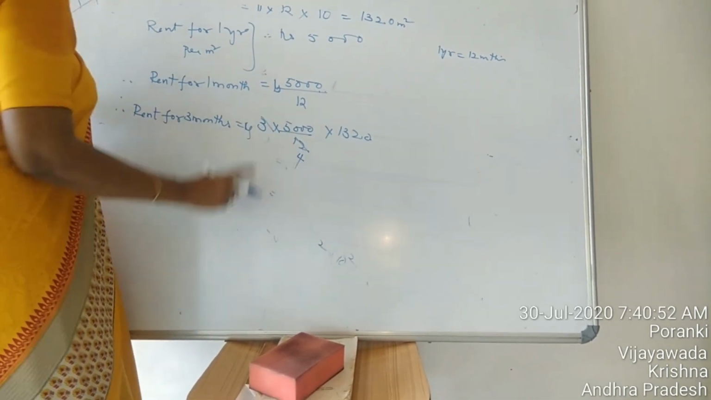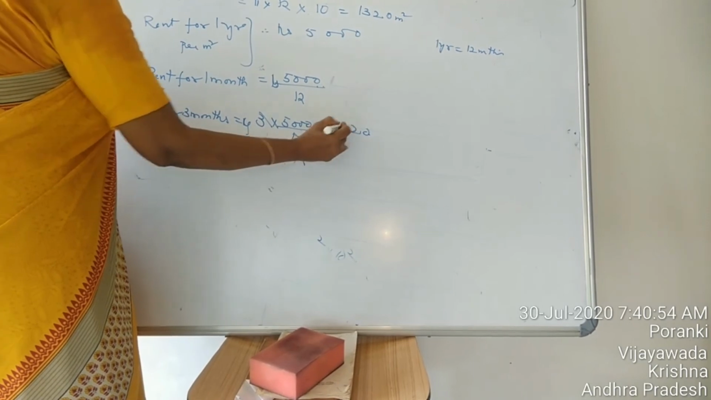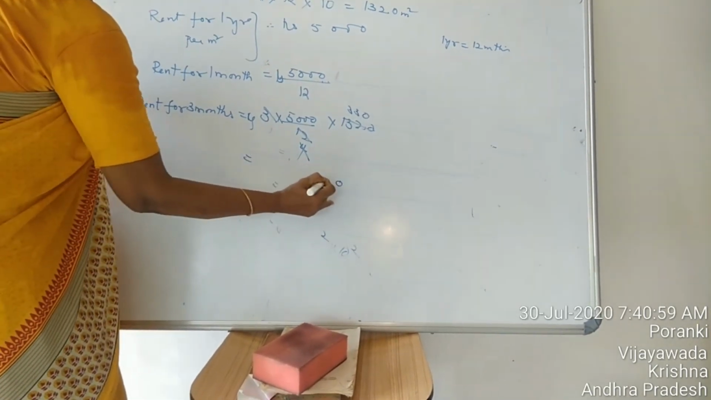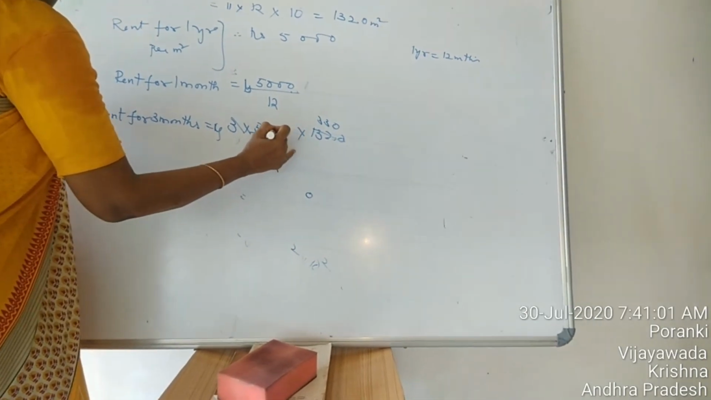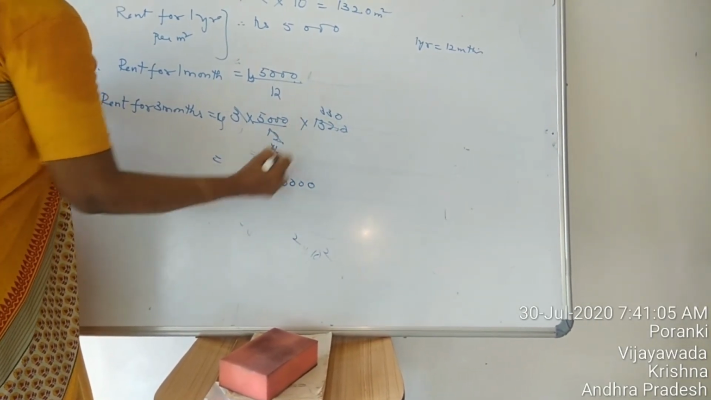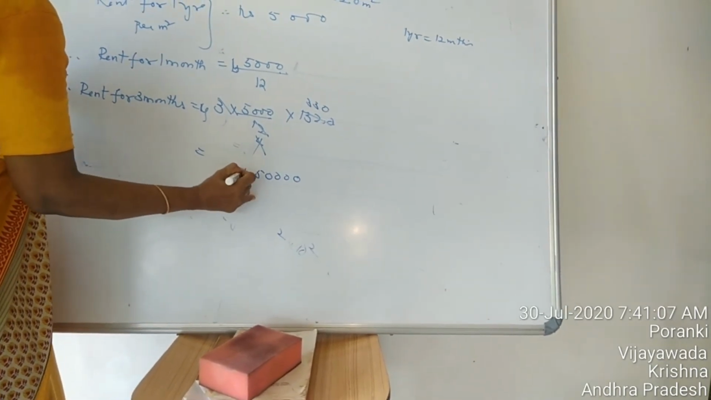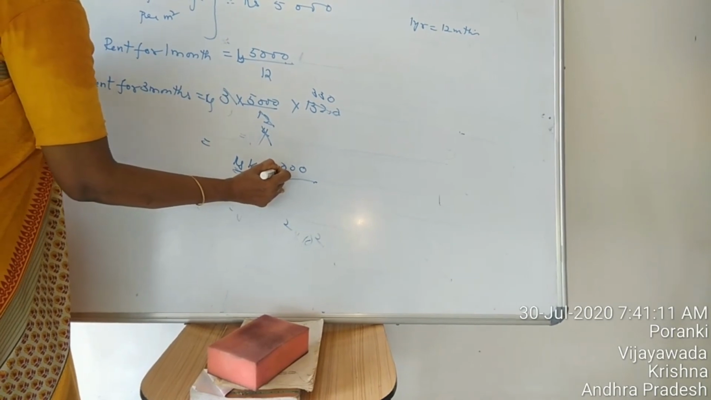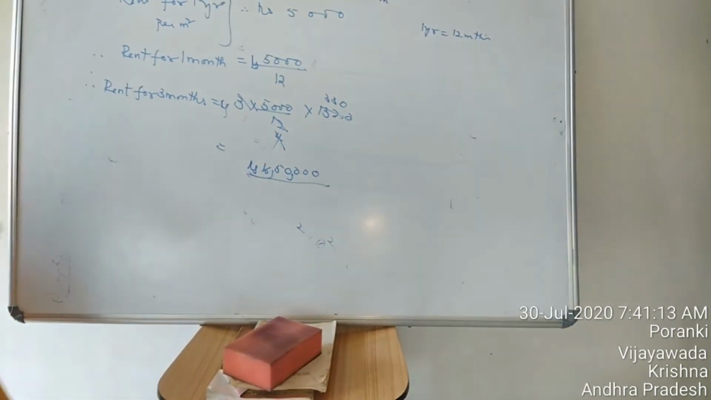Go for cancellation, girls. 3 divides 4 times. 4 divides 330 times 0. How many zeros in the product, children? 1, 2, 3, 4. 5 threes are 15. Carry on 1. This is the rent for 3 months. Rupees 16,50,000.